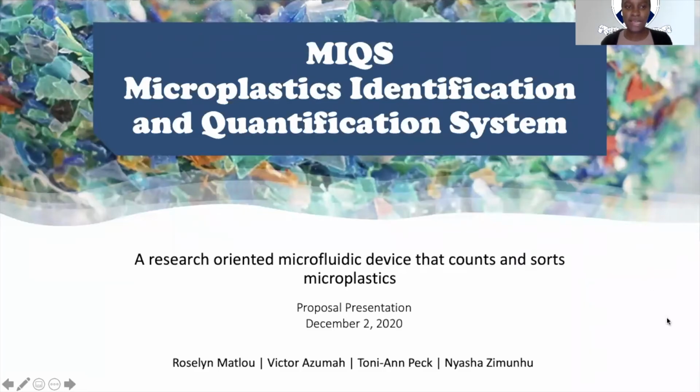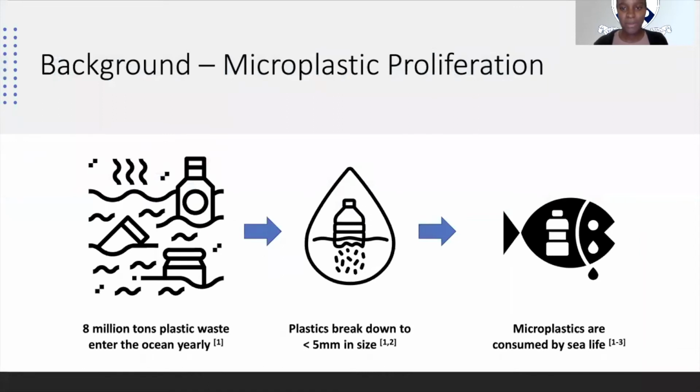Hello, our team makes a microplastics identification and quantification system, and we'll be walking you through our microfluidic device, which counts and sorts microplastics. So where does the problem of microplastics come from? There are about 8 million tons of plastic waste deposited into the oceans annually.